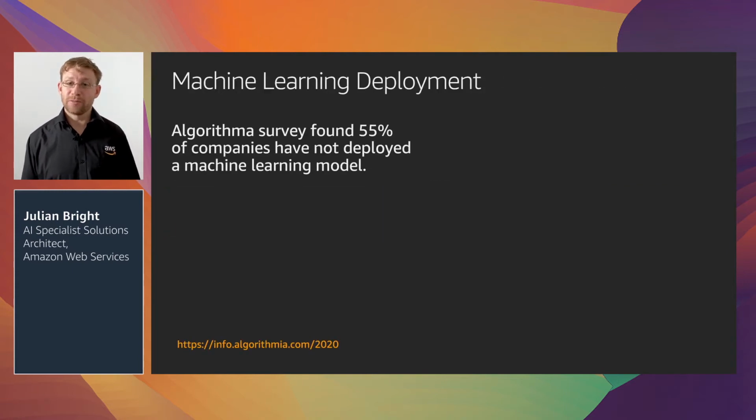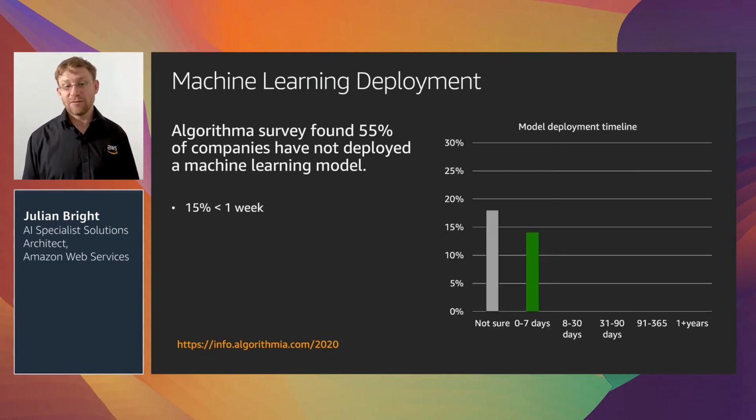Now, machine learning deployments are quite different in nature. In a recent survey, Algorithmia found that 55% of companies have not developed a machine learning model at all to production. And so the ones that have completed that production deployment, few have done so in less than a week, in fact, less than 15%.